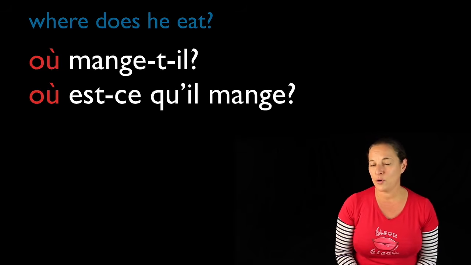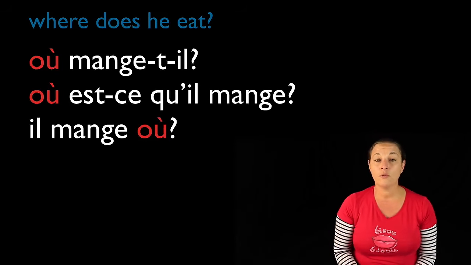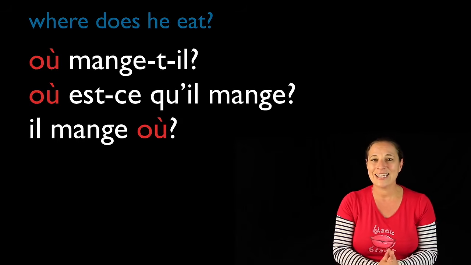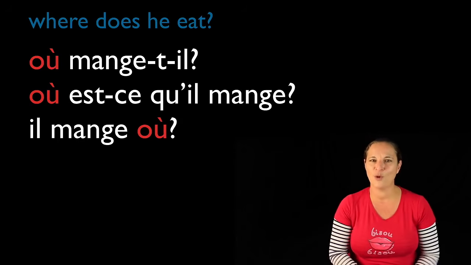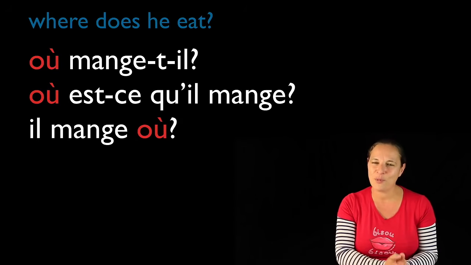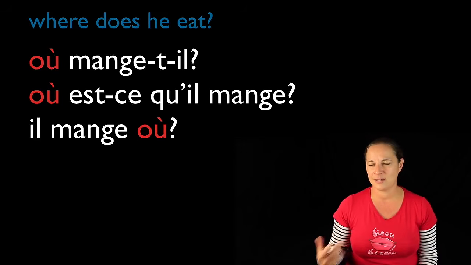Or another example using mange again and où. Il mange où? Again, we've put où at the end of the question. He is eating where? Il mange où? Okay, so this is another simple example using où and the present tense.